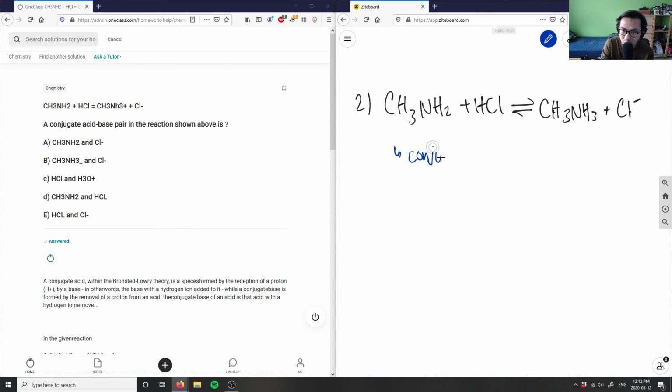So I want the conjugate acid base pair. Okay. So how do I find the conjugate acid base pair? Well, I'll do this in blue. Blue for acid and red for base here.